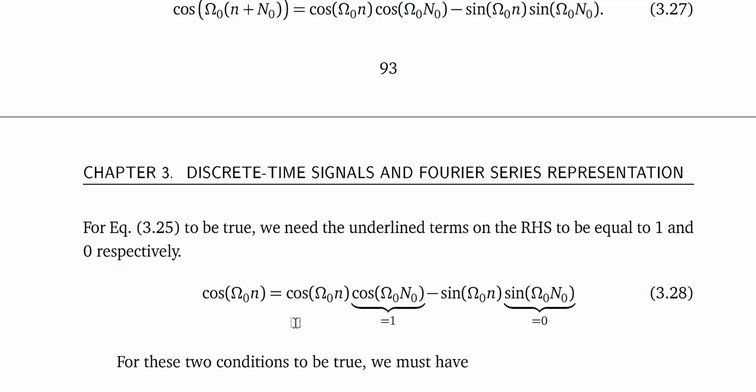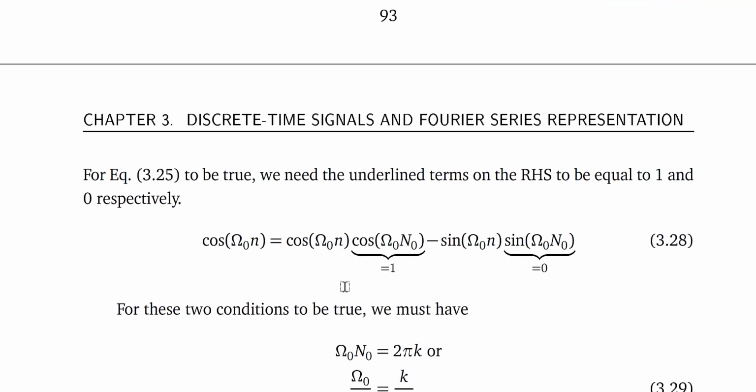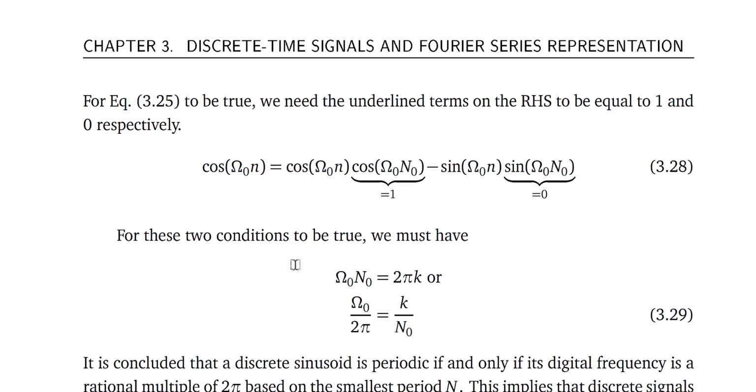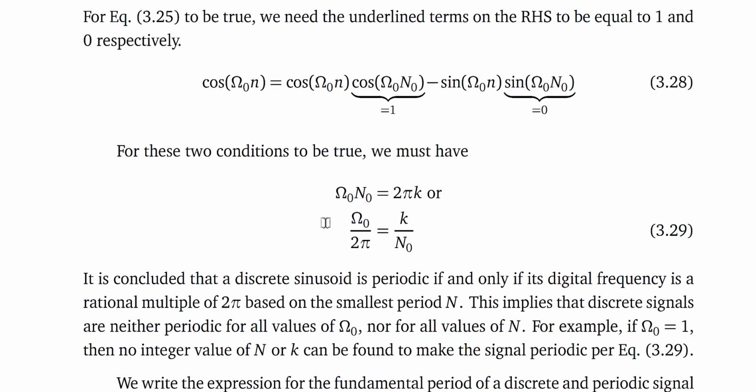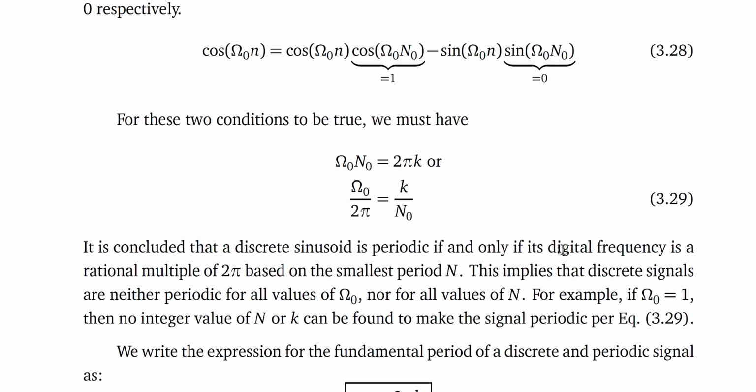This is all 0, and then the only thing left is cosine 0. And so for these two conditions to be true, what we need is omega 0 times n0 needs to be an integer multiple of 2 pi, or the fundamental discrete frequency divided by 2 pi should be equal to an integer divided by n0. So this is the condition for a discrete sinusoid to be periodic. That is, it is periodic if and only if its digital frequency is a rational multiple of 2 pi, based on the smallest period of n.